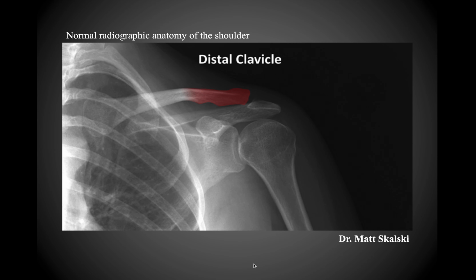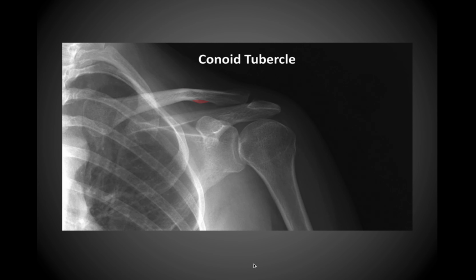Okay, so the next several images will highlight the normal radiographic features of the shoulder. So it'll highlight each one. Here we have the distal clavicle highlighted in red. Then you can appreciate the conoid tubercle. Remember, that's going to be the site of a ligamentous attachment point. Same thing with the trapezoid tubercle. We have the acromion process of the scapula, the coracoid process, and then the spine of the scapula.